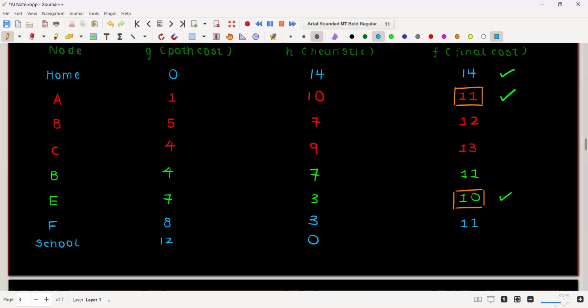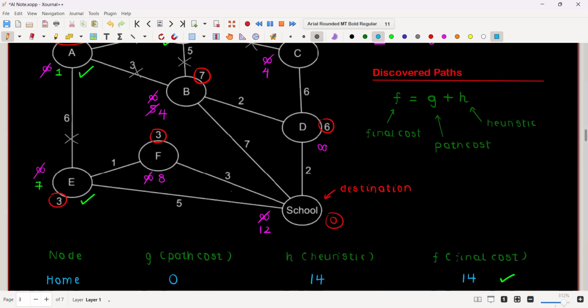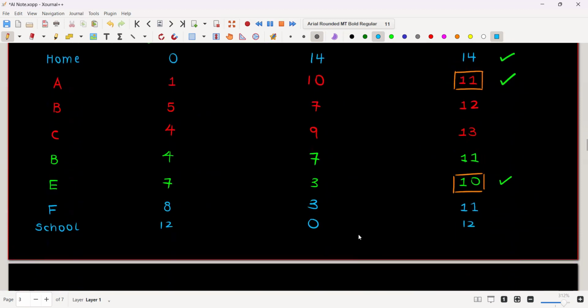And then 12 plus 0 is 12. Perfect. So now we've effectively gone through this next layer as well, considering E is now fully discovered. And now it's again to rinse and repeat to figure out which node we explore next. Now, the choice of which node to explore next is roughly between B, which has a final cost of 11, and then F, which has a final cost of 11.